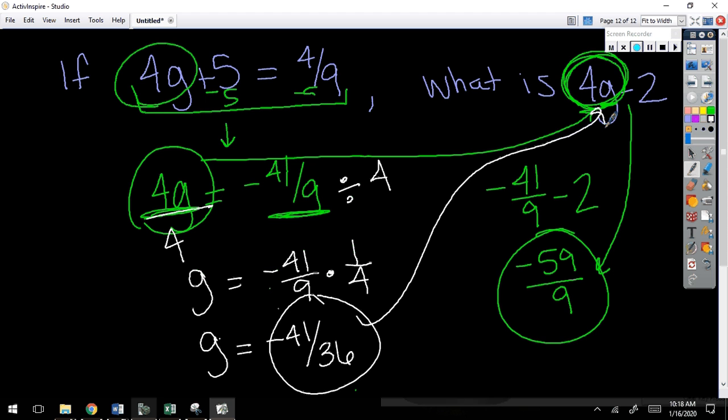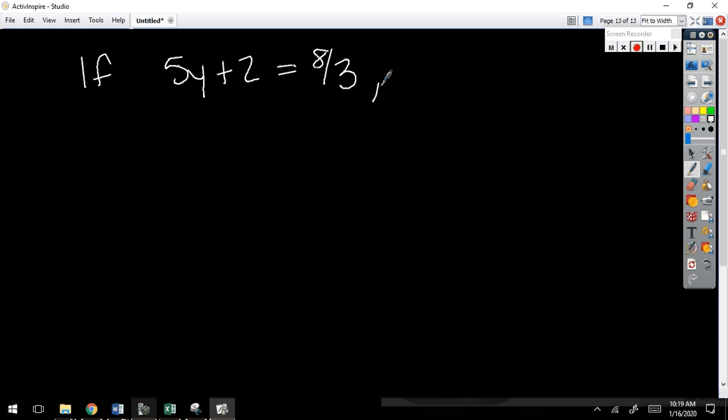Y'all want to do one more? Okay. Let's do this one. If 5y plus 2 equals 8 over 3, then what is 2y minus 6?